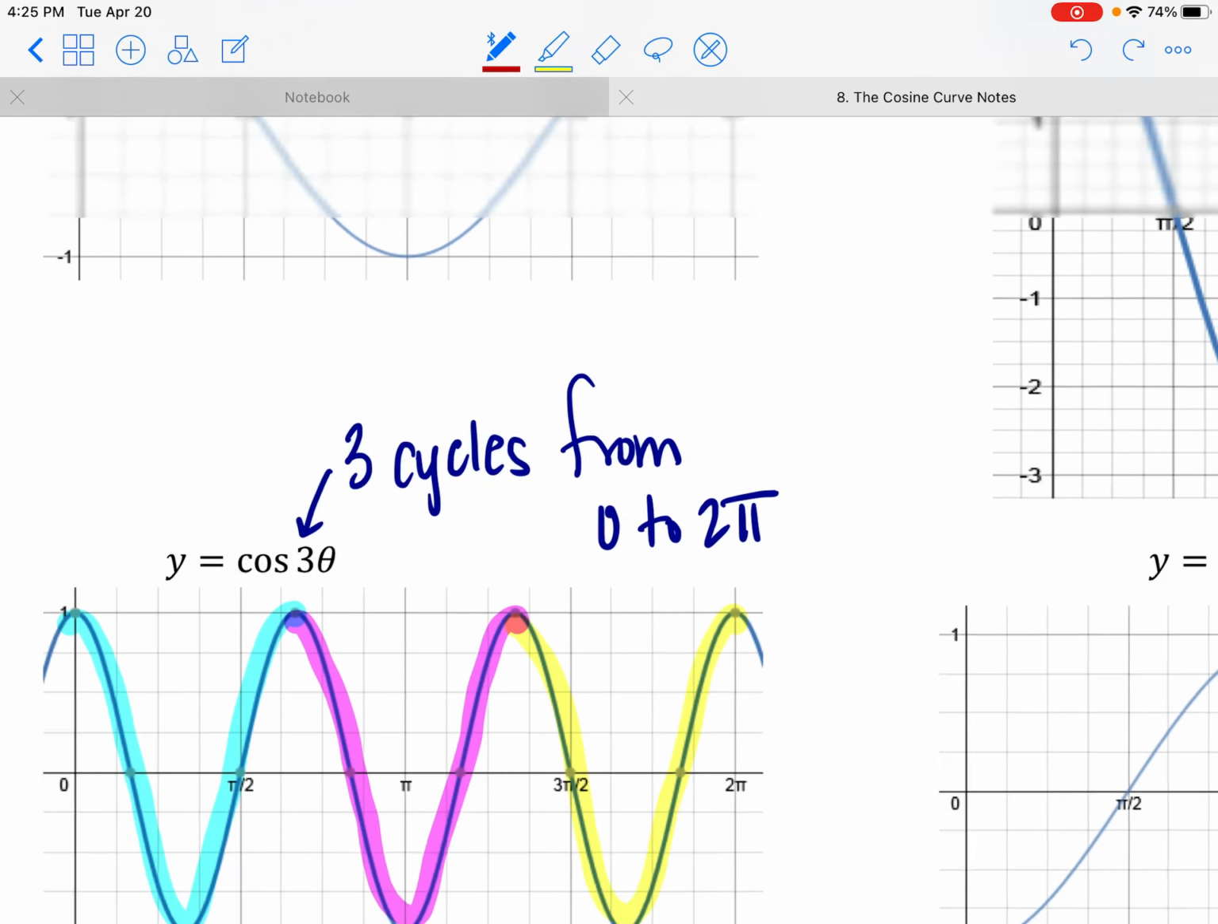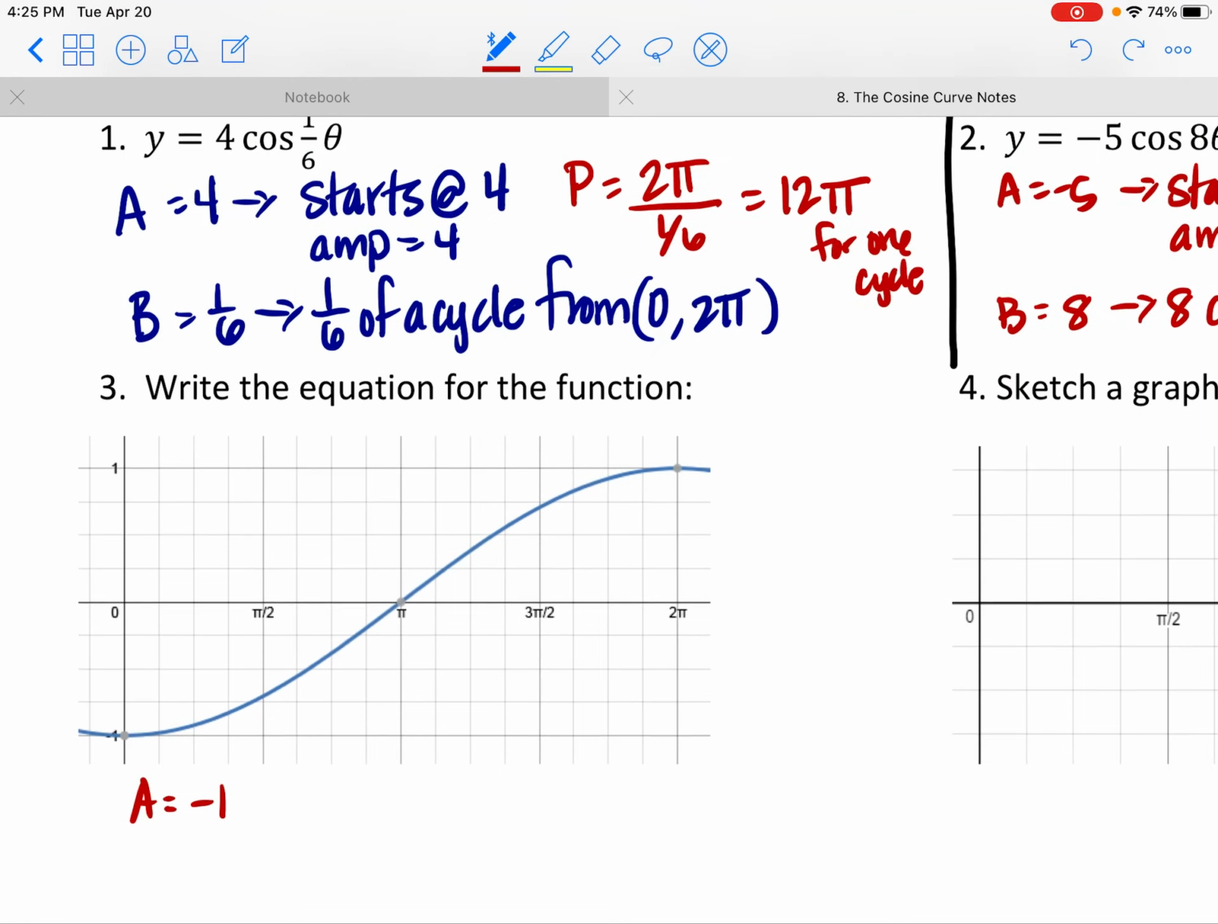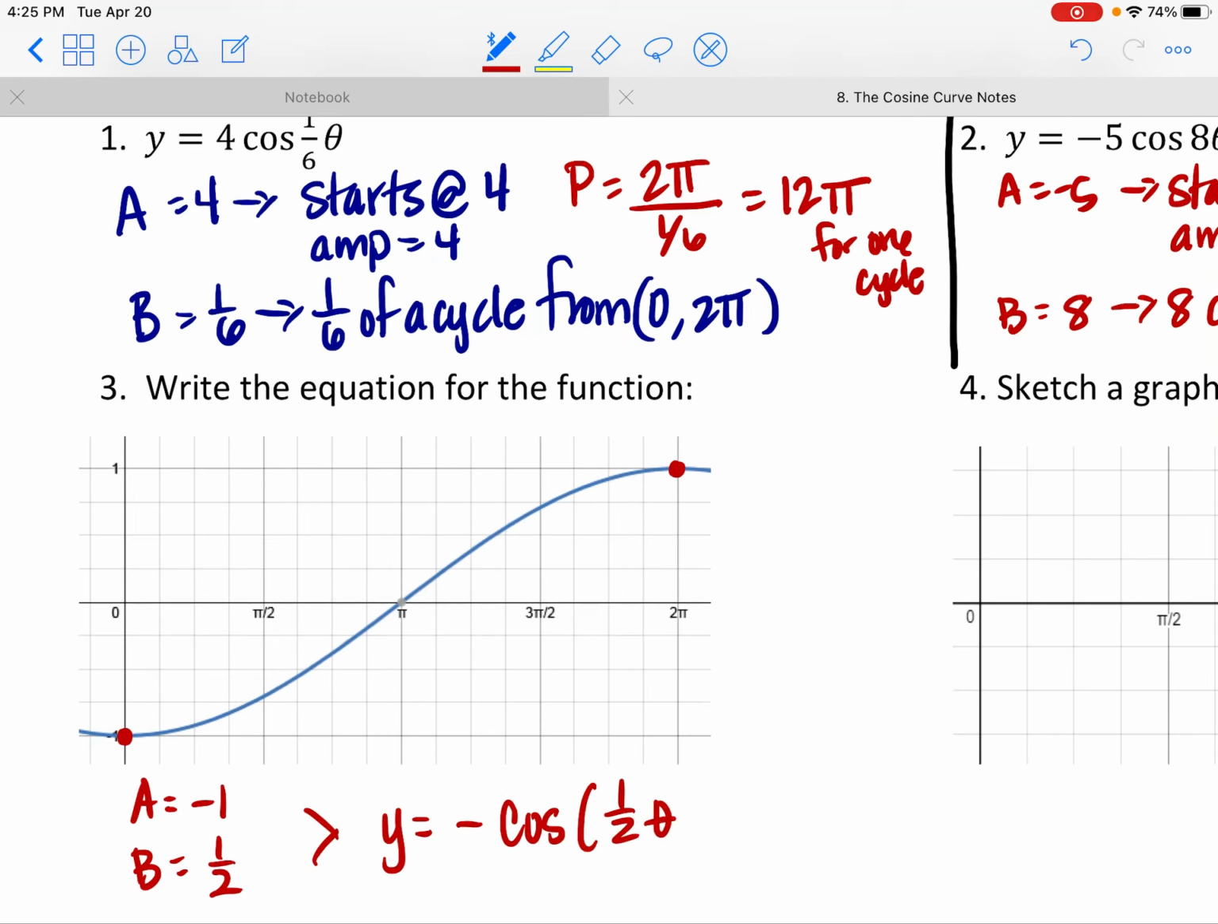So what I'm seeing here on this one is we're starting at the min, and then we've got the max in the middle, but we're not getting back down. So this is only half of a cycle. That means b has to be 1/2. So then this is going to be y equals -1 in front of the cosine of 1/2 theta. And if you weren't sure, you put that in Desmos and you confirm.